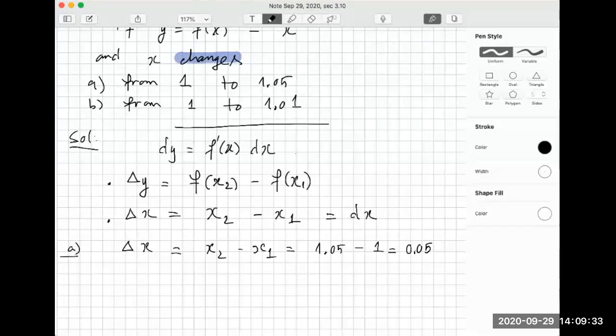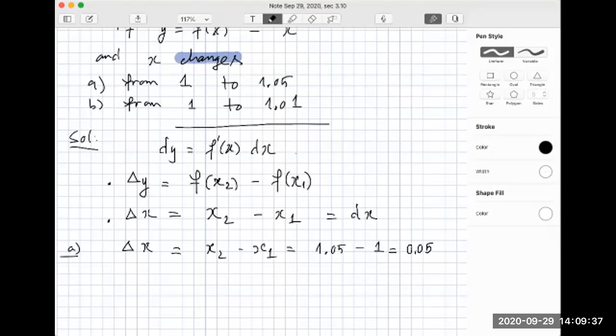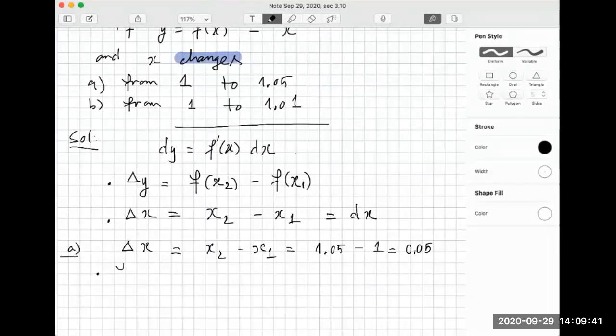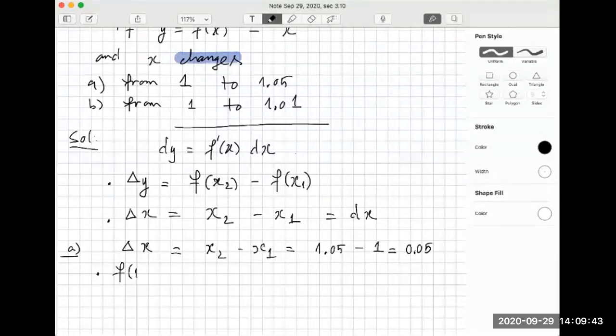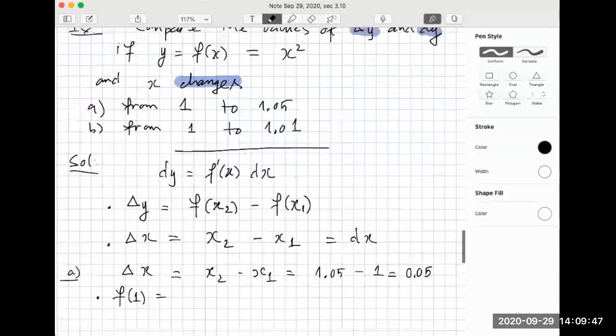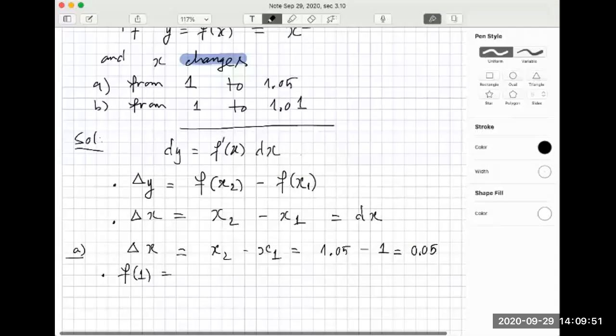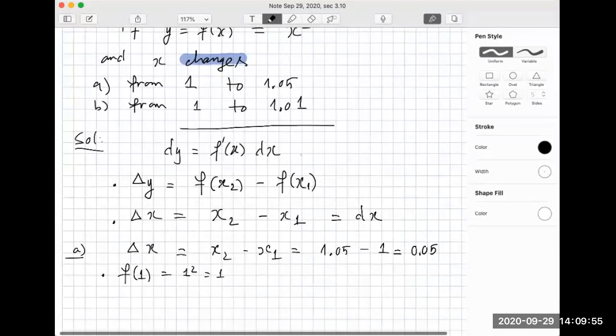Put it in the function. Yeah, we need to put it into the function, which lets us evaluate the value of f of 1, right? And f of x is x squared. It means f of 1 will be 1 squared, which is 1. Easy. Okay.